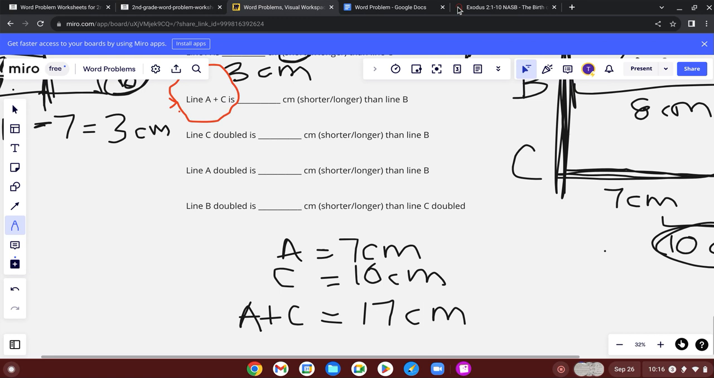B is how long? 8. Yeah, B is 8 centimeter. So is A plus C shorter or longer than B? Longer. Right. So Novus, can you circle longer?